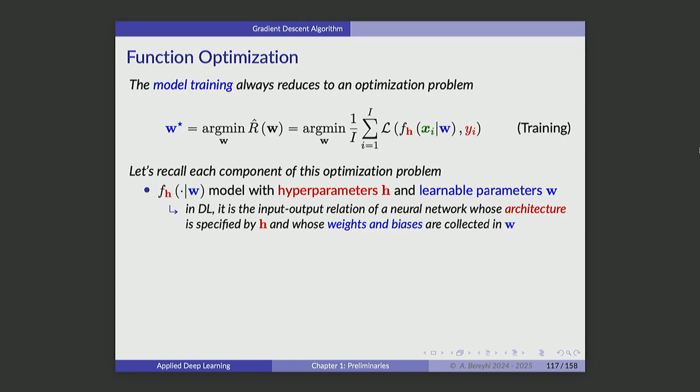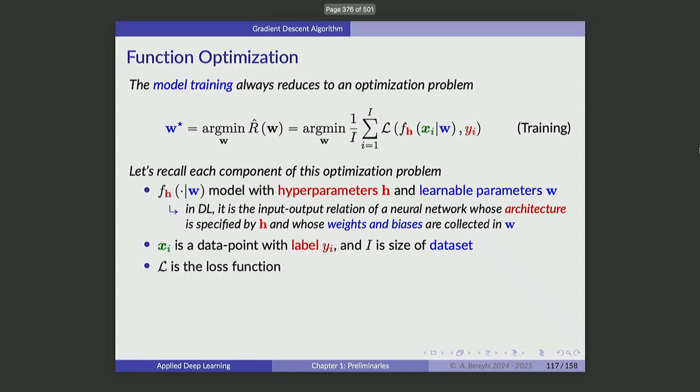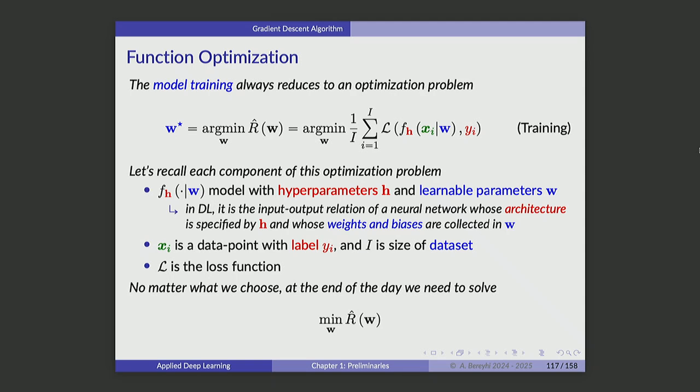Then this h is essentially the hyperparameter, which is specifying the architecture. And this w contains the weights and biases, right? So you have one function, which is a function of all of those weights and biases, and you want to minimize it. You want to find the set of weights and biases that make this function minimum. And x and y, of course, are the samples that you have inside your data set. Now, L is also the loss function, that's right. But at the end of the day, what you want to do is solve this minimization, right?